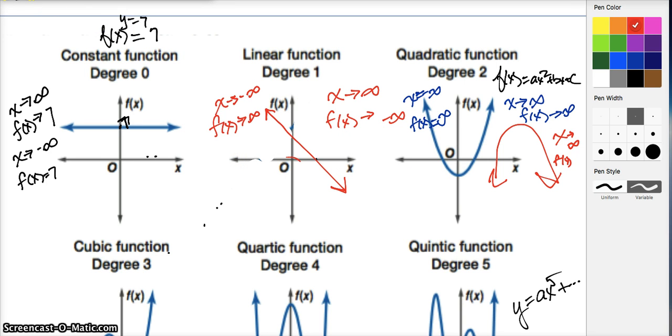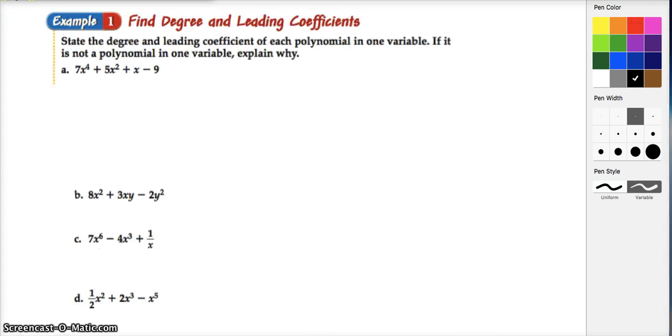I know that was a lot of chatter. Thank you for staying with me for that. Let's get back to our work. All right, after all that talking, let me see if we can get into a couple of examples. Let's find the degree and leading coefficients. We're going to state the degree and leading coefficient of each polynomial in one variable.